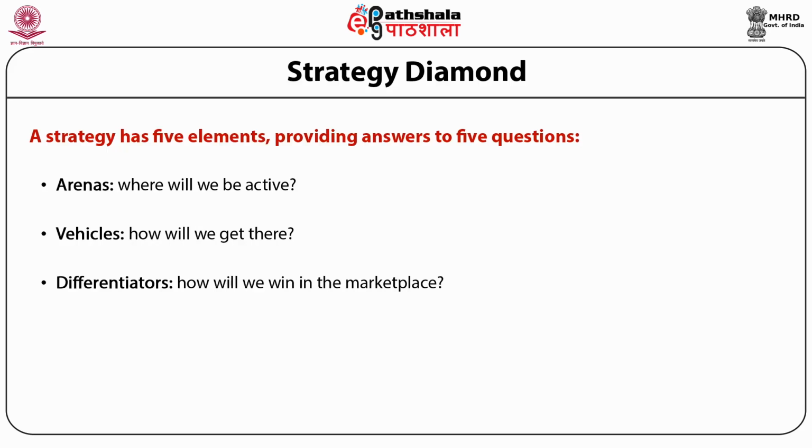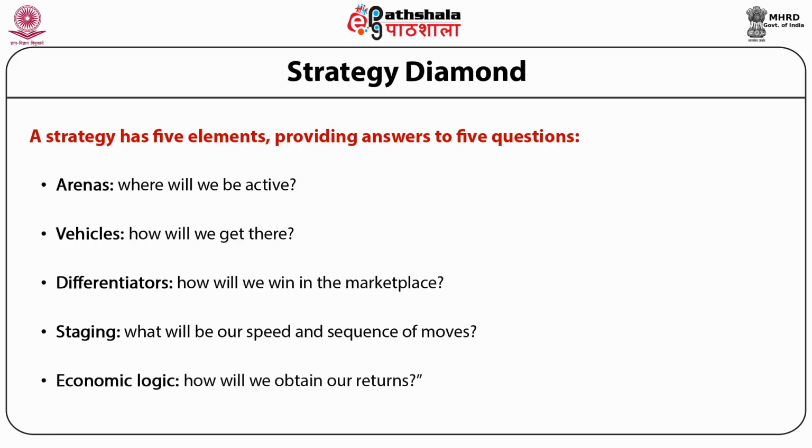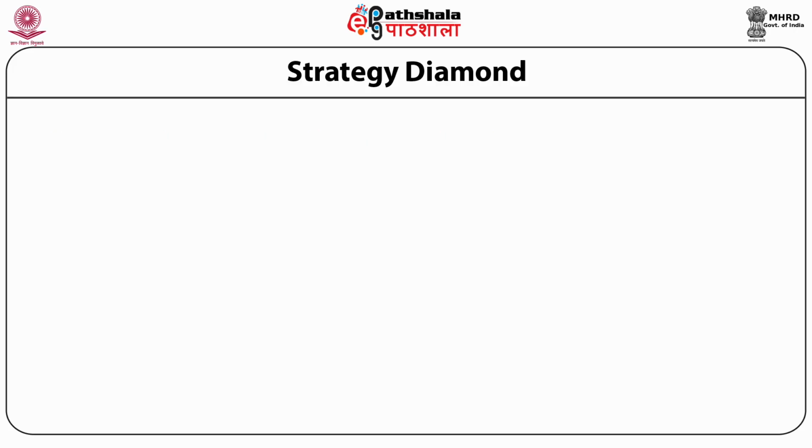Next is what will be our speed and sequence of moves, as in the staging and pacing. And the last element of the strategy diamond is how will we obtain our returns. That is the economic logic. An analysis of all these 5 elements, students, is required to frame a good strategy for sustained competitive advantage and above average rate of return. Let us now explain the 5 elements of the strategy diamond in detail.